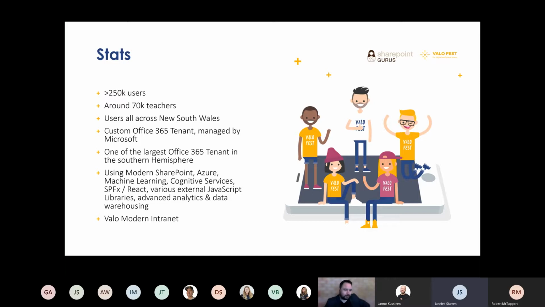It's one of the largest tenants in the Southern Hemisphere, which makes it quite interesting because there's a lot of performance-related stuff that came around the corner that we had to think about. It uses all the interesting stuff that we use nowadays in building things for SharePoint. And I think one of the lessons learned is really that it's important to have the right tools in place to be able to build something like this. And also it uses Valo Modern Intranet, of course, as a basis, very important part of it.